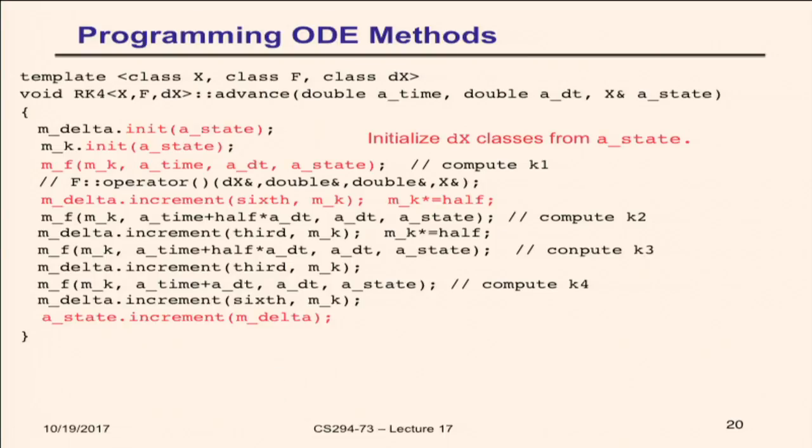And then finally, the last statement in RK4 is to increment state by delta. So this tells you what delta is. This is where you've been accumulating 1/6 times K1 plus 1/3 times K2 plus 1/3 times K3 plus 1/6 times K4. Those have been added into delta, and then finally at the end it's time to increment x. So that's what Runge-Kutta does.